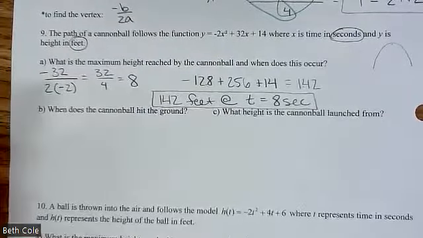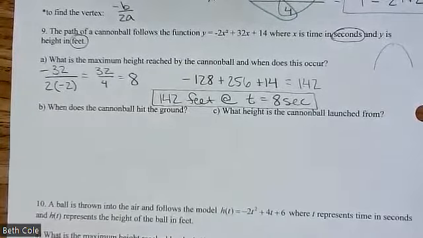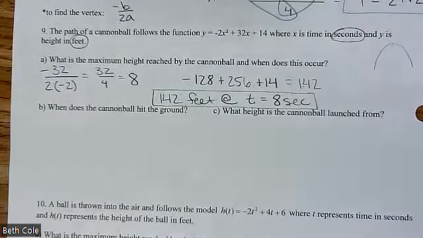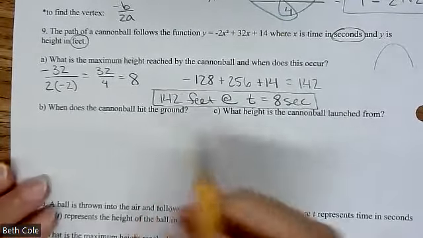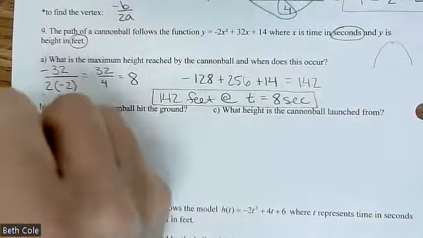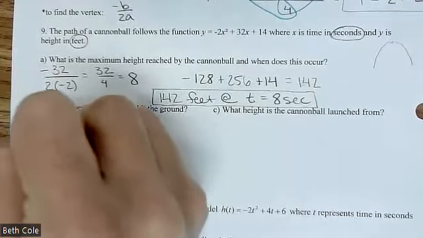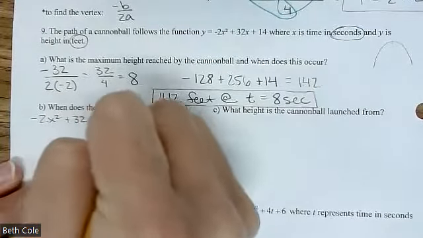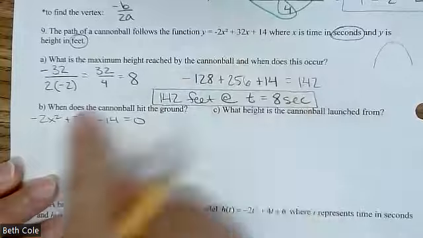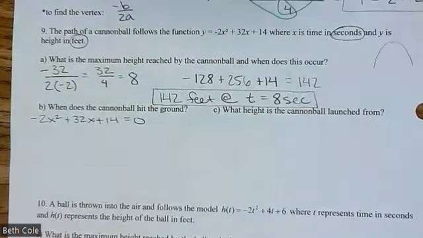Okay. When does the cannonball hit the ground? Hey guys, if it's on the ground, how many feet in the air is it? You're going to set the thing equal to 0 and pick one of the methods that we had looked at. So it is negative 2x squared plus 32x plus 14 equals 0. I just took that whole thing, set it equal to 0. Yeah, I would try to factor first because if it does factor, that's always nice.